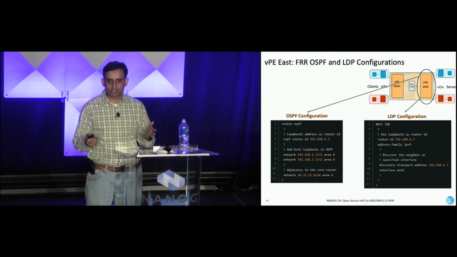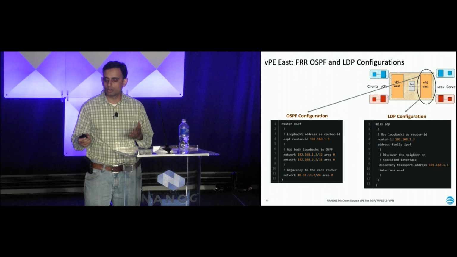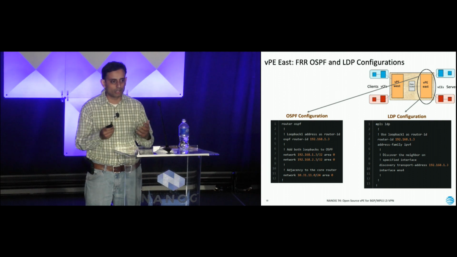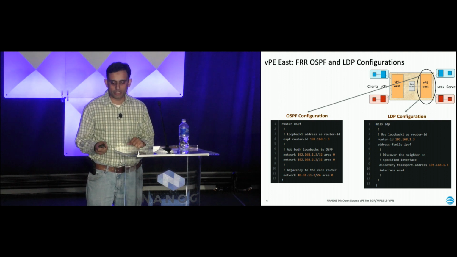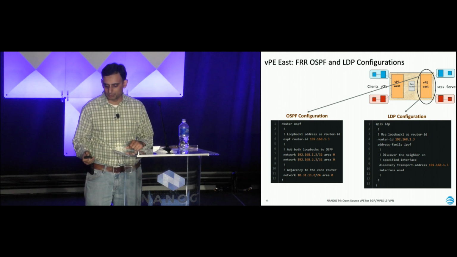So once this configuration is in place and once the OSPF and LDP processes are running along with Zebra, the service provider network has label switch paths enabled within itself. So now you can ping from one PE to another, you can reach them, there is connectivity between these PEs.